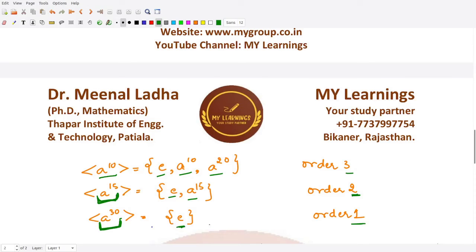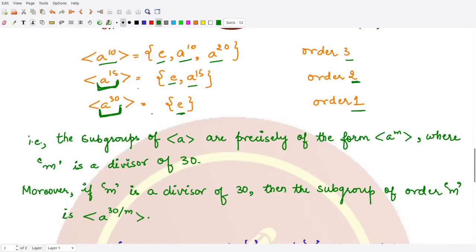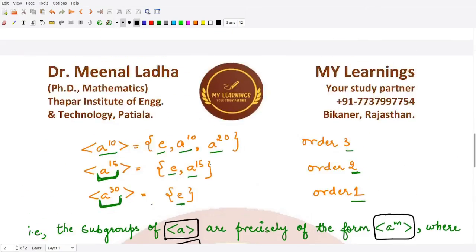So in short, we can also say that the subgroups of the cyclic group generated by A are precisely of this form, right? Where a raised to power m, m is the divisor of 30, right? And moreover, if m is the divisor of 30, then that subgroup having order m would have elements of this form, right? So I have illustrated to you how this works.